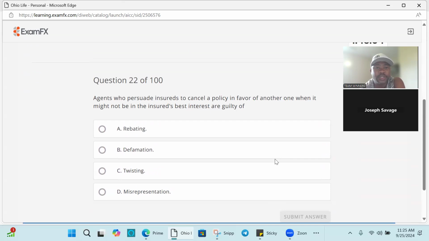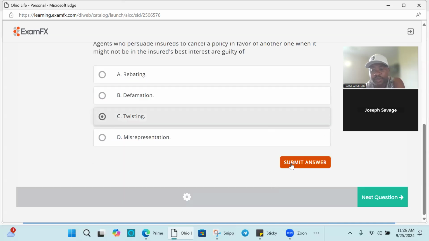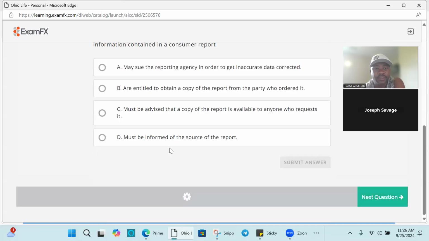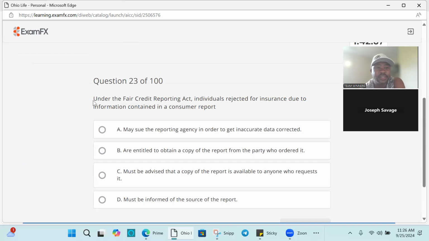Agents who persuade insureds to cancel a policy in favor of another one when it might not be in the insured's best interest are guilty of twisting or misrepresentation? Yep, it's twisting. I'm trying to twist their arm. I'm trying to coerce them to do something when it may not be in their best interest. Yes. Keyword is in their best interest.